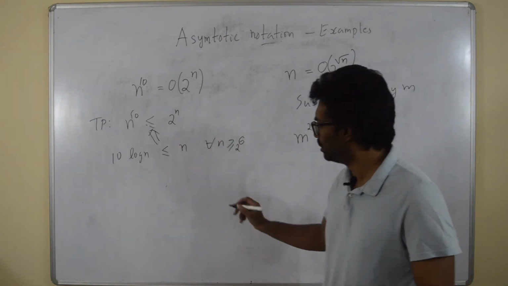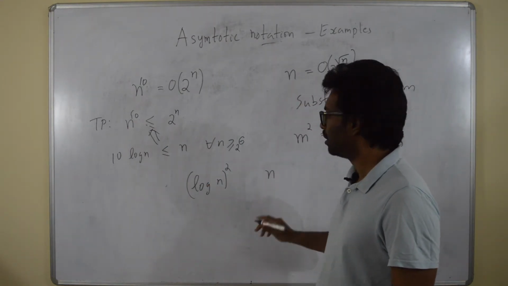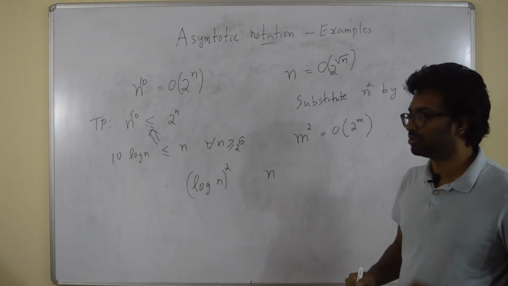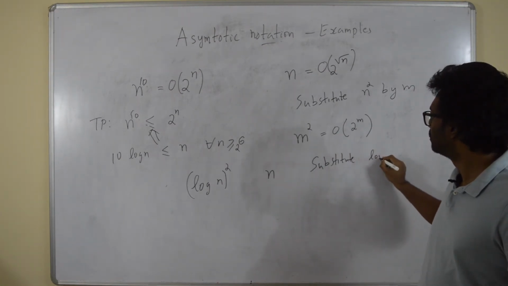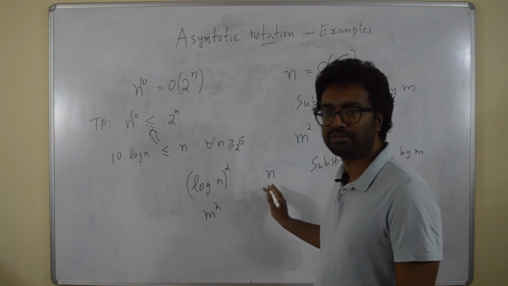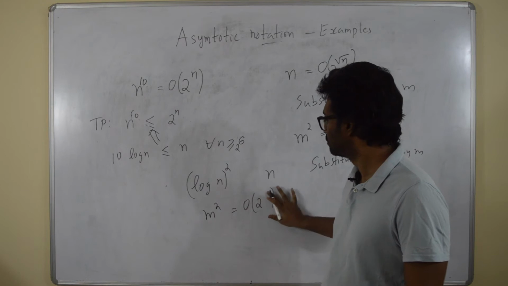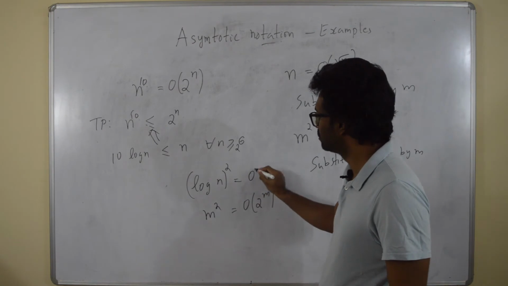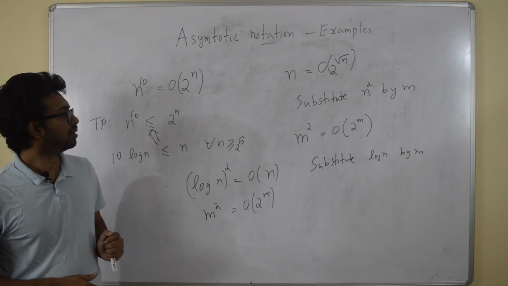Now what about this? Log n square, log n the whole square, and n. Again, there's a substitution hidden here. To substitute log n by m. So this becomes m square, and this becomes 2 raised to m. We know this, right? We know this fact. Okay. So again, this becomes right. Is it clear? Okay.